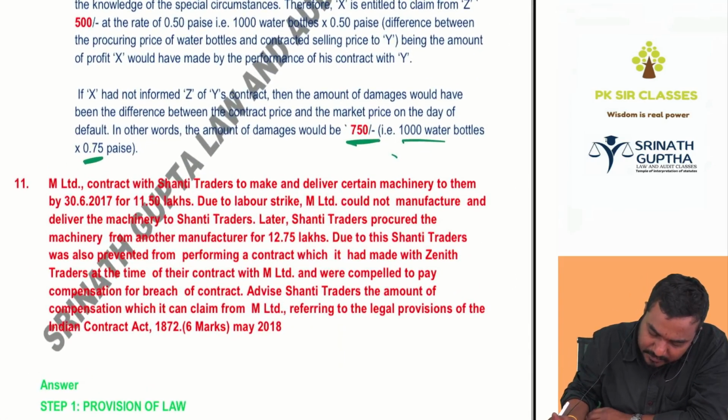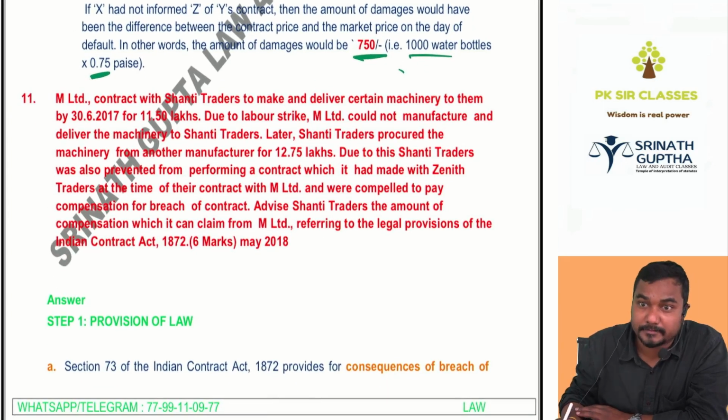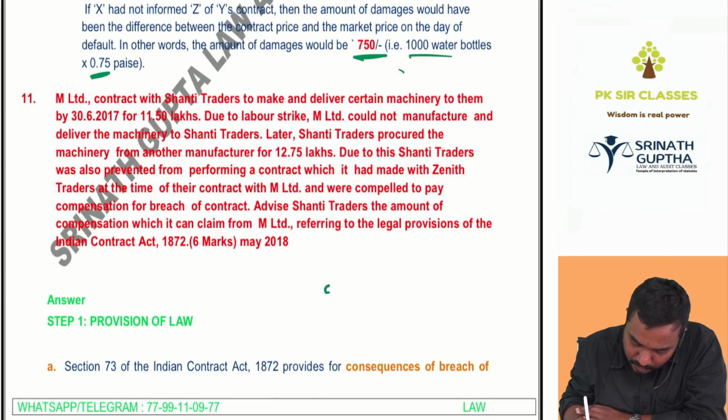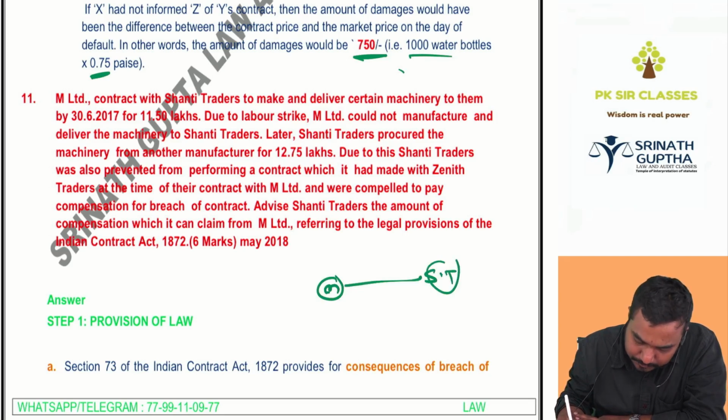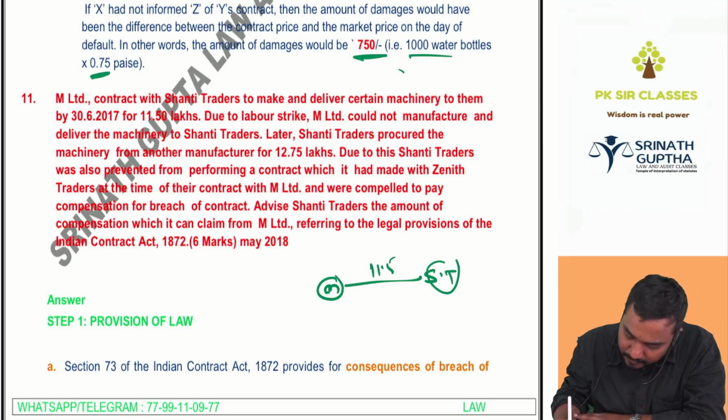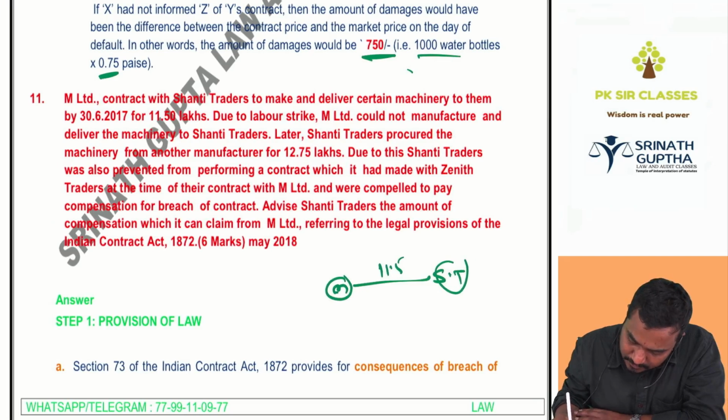M entered into a contract with Shanti Traders to make and deliver certain machinery to them for 11.5. Due to a labor strike, M could not manufacture and deliver the machinery to Shanti Traders. Later, Shanti Traders procured the machinery from another manufacturer for how much, beta? 12.75.